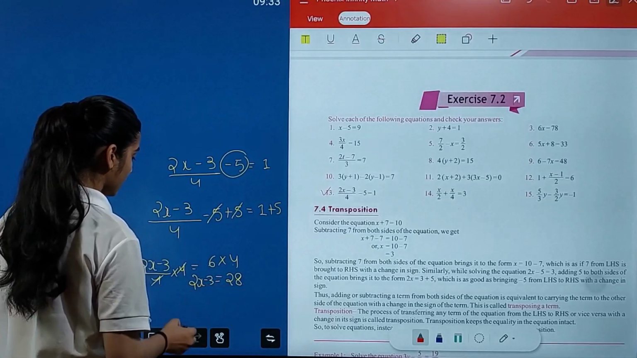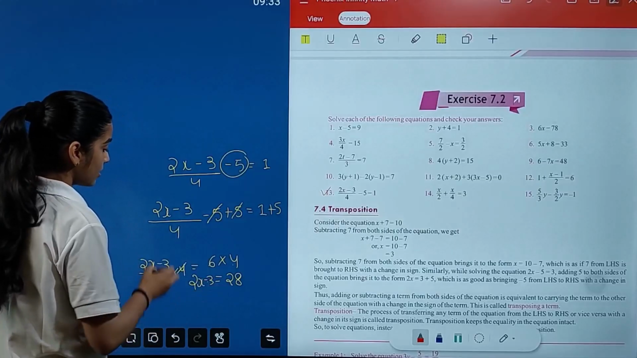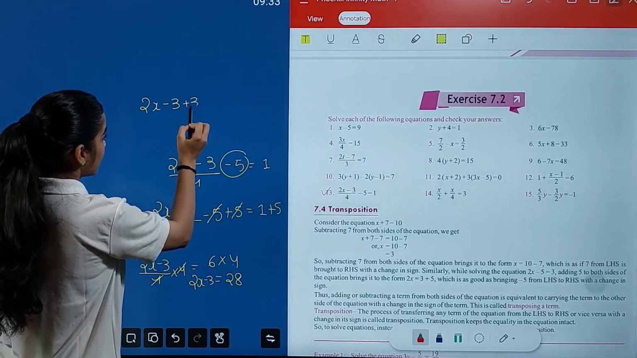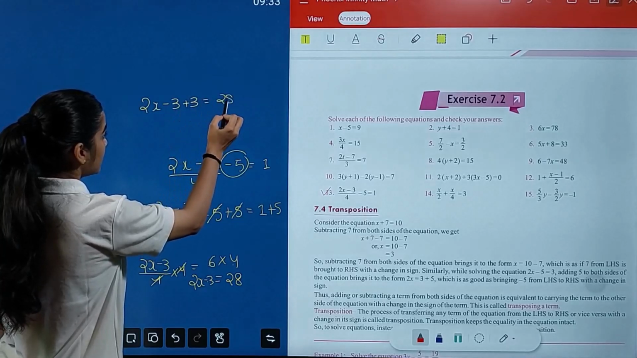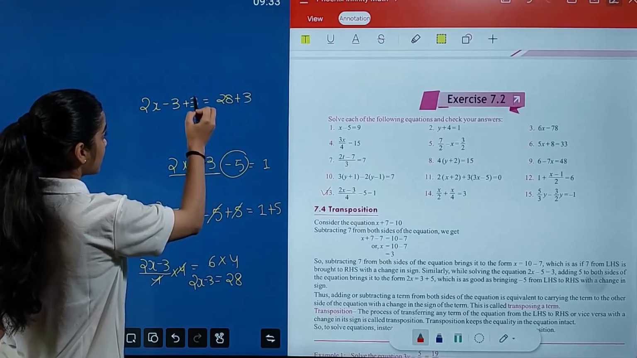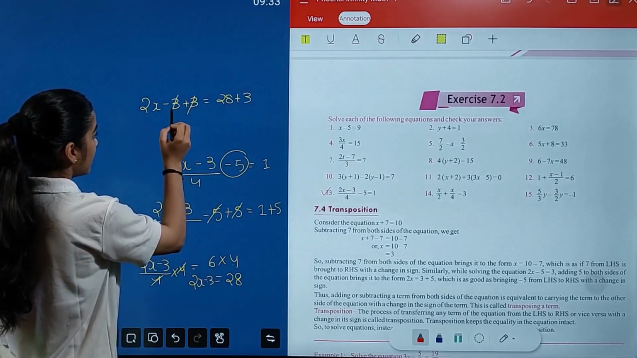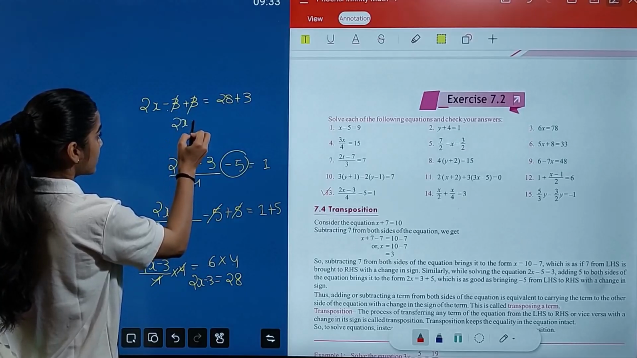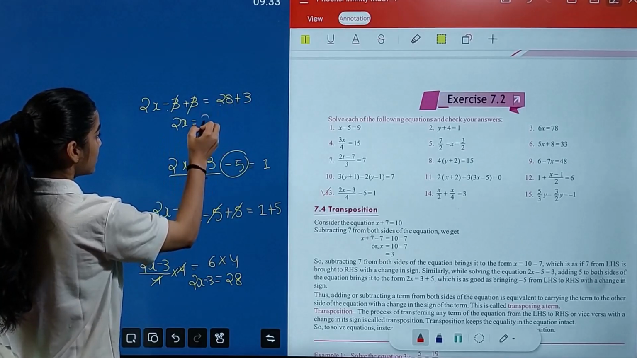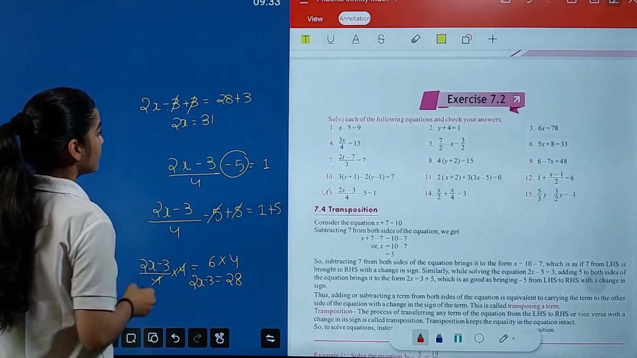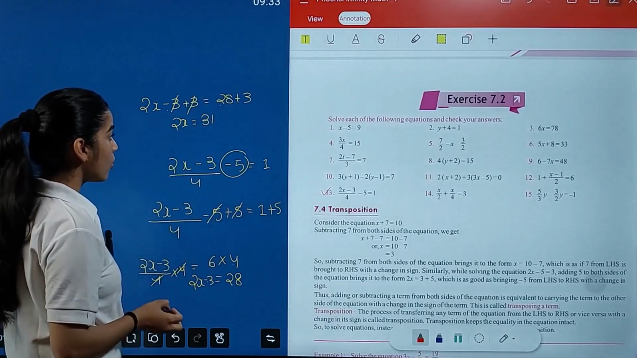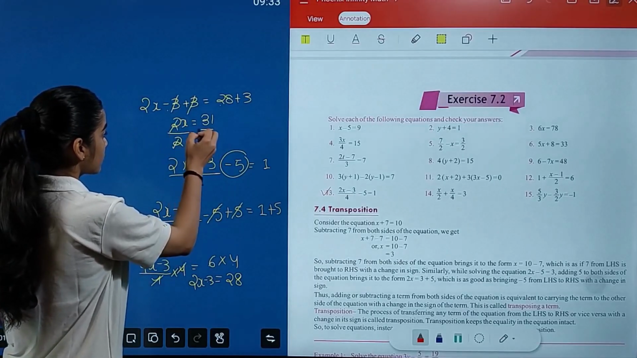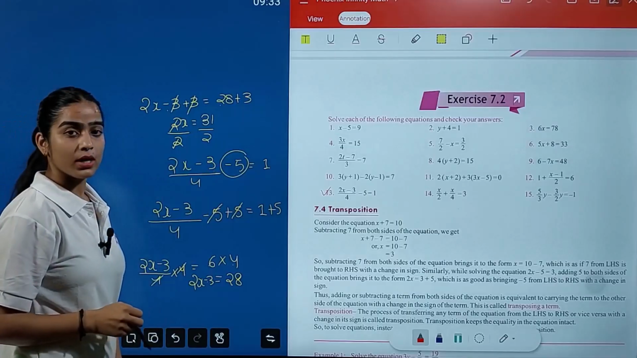So again what we have to do here, we have to add 3 on both sides. So 2x minus 3 plus 3, then 24 plus 3. Minus 3 plus 3 cancel out. Then 2x is equal to 24 plus 3, which is 27. Now we have to divide by 2 on both sides. 2 and 2 cancel. So the answer is x is equal to 27 upon 2.